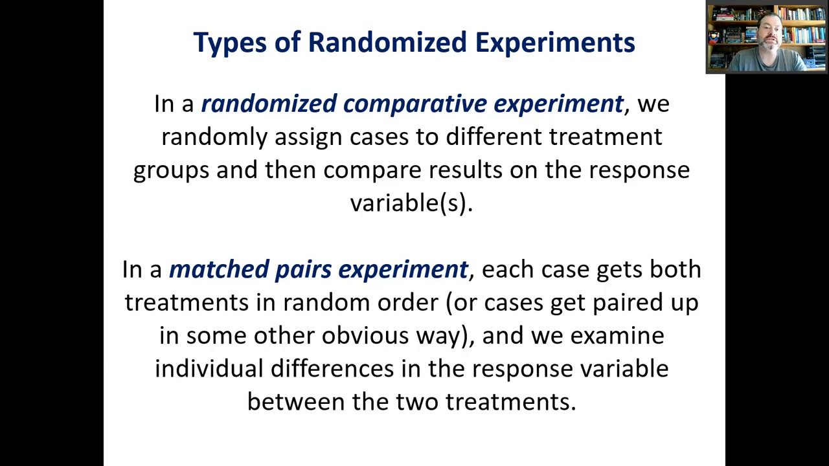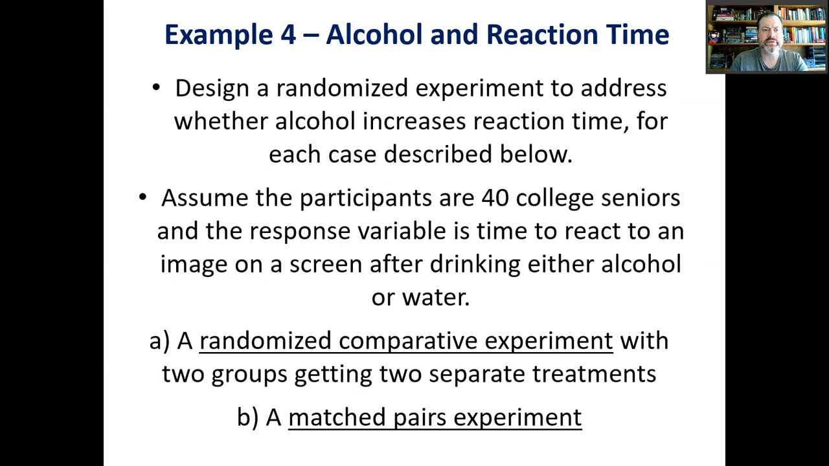So a matched pairs experiment would be, these are done a lot in short-term psychological studies and very short-term medical studies. The example I'm going to show you is a human health science study, and we're going to see how to do a comparative experiment and a matched pairs experiment. Once you see it as an example, I think it makes more sense.